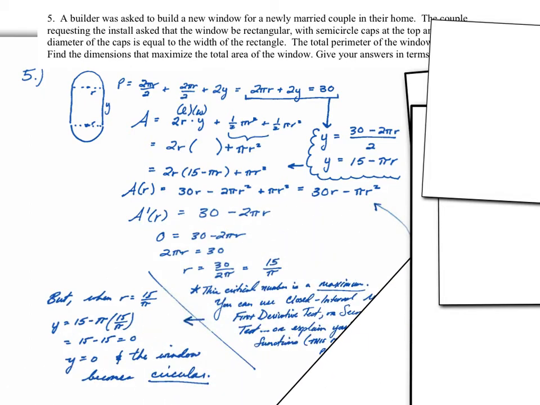But, interestingly enough, when we plug in 15 over pi for r to find the corresponding y value, y goes to 0. So it doesn't really look like the normal window, and we actually have a completely circular window to optimize the area.